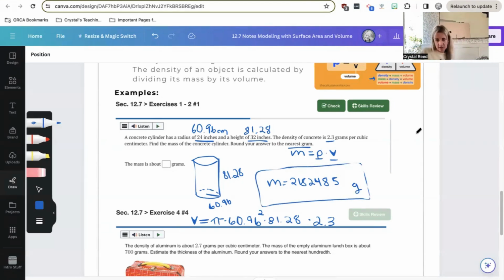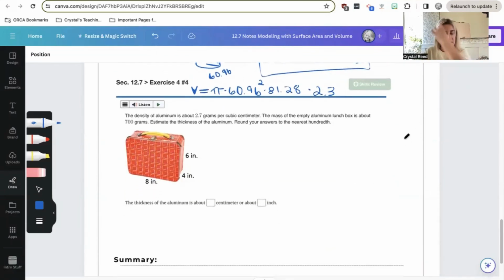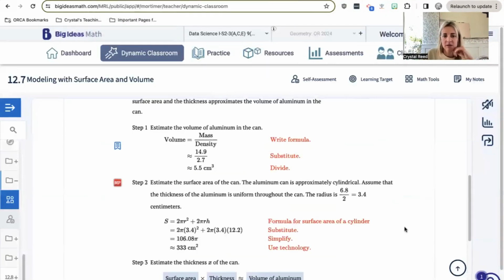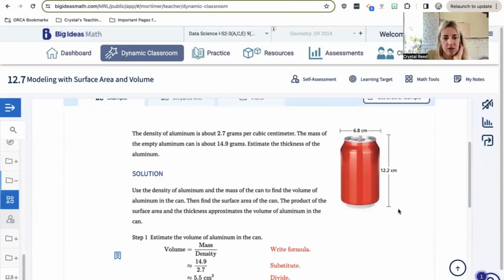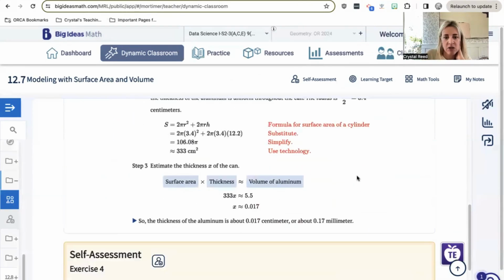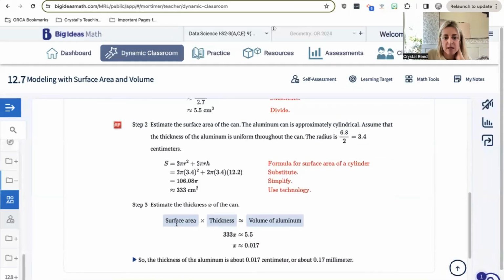The next one is also slightly tricky for me. So I decided to go in and read my textbook. Crazy thought, right? And so when we go to our Big Ideas textbook, there's actually a problem that is very similar. Talks about the density of an aluminum can. You want to find the thickness. And so it says here too, surface area times the thickness is equal to the volume. So I'm going to go ahead and write that down. Surface area times thickness equals volume.